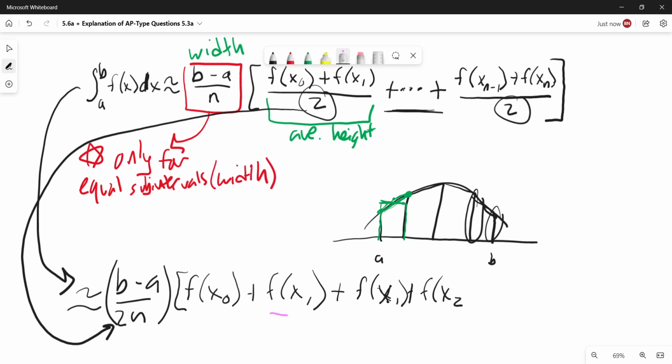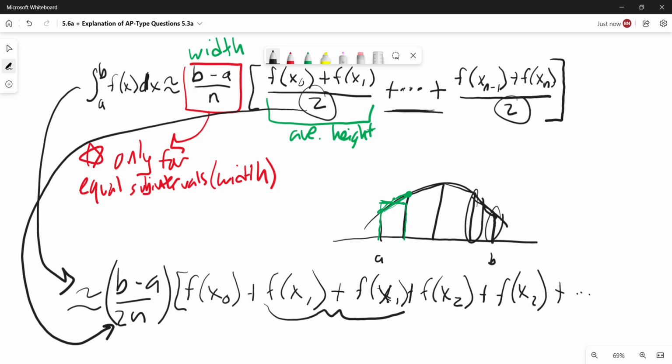Anyway, that's why you're going to see a pattern where these keep being reused, except at the end. Notice that's very important. This first one you use only once, to average with the second height, but then you move on to the second trapezoid and it doesn't get reused. So only the first one and the very last one don't get reused. So you have f of x sub 0 plus f of x sub 1 plus f of x sub 1 again. Notice these are the same. And then you're going to end up with 2 f of x sub 2's plus dot dot dot.